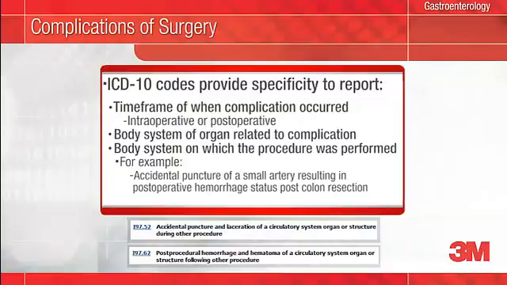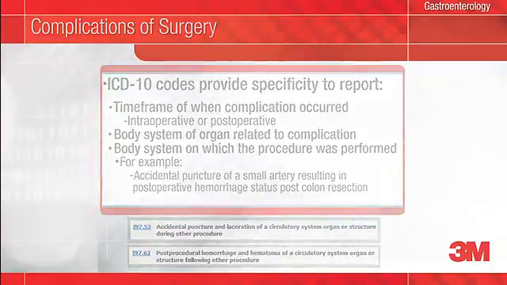Additional elements needed for code assignment, which the coder should be able to determine from the record, are body system of organ affected and body system on which the procedure was performed. For example, patient underwent a colon resection and subsequently experienced a postoperative hemorrhage in the recovery room due to an accidental puncture of a small artery. As seen here, 2 codes will be assigned for these circumstances.